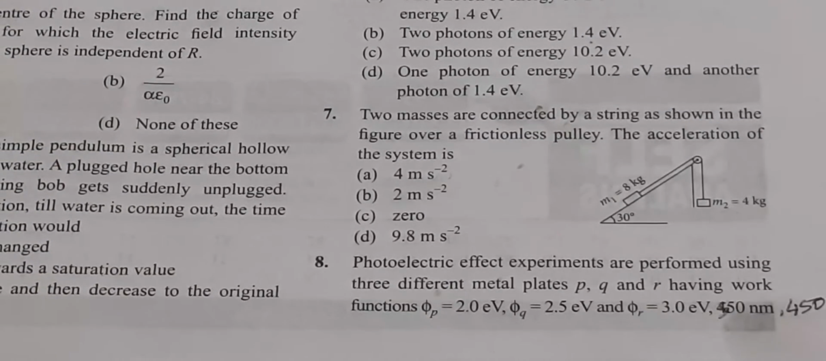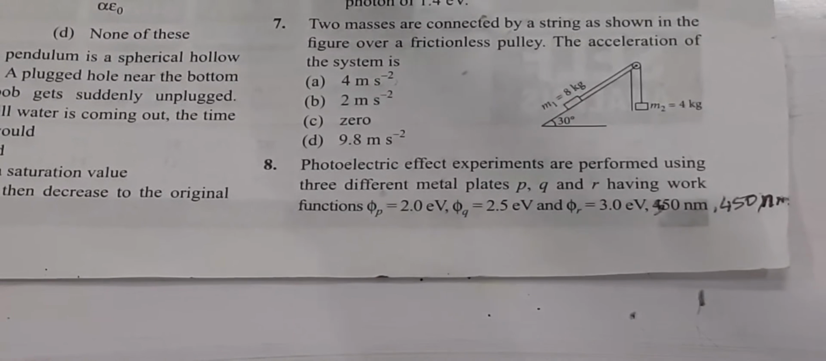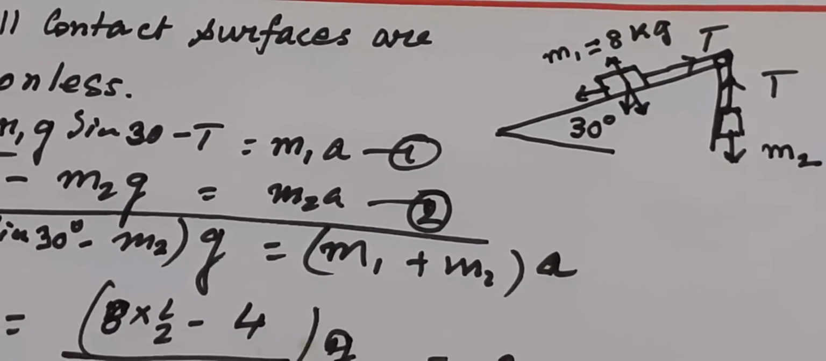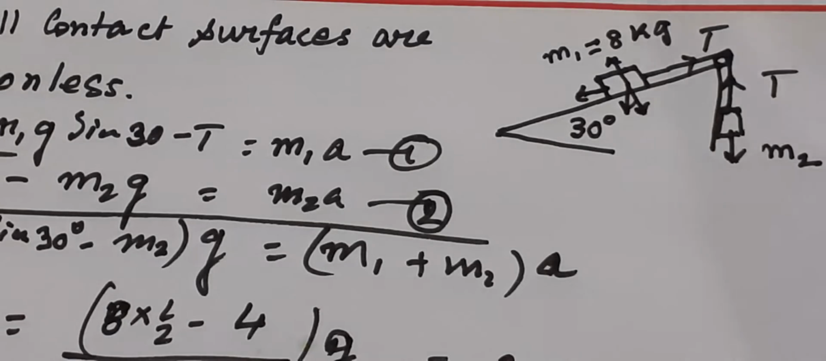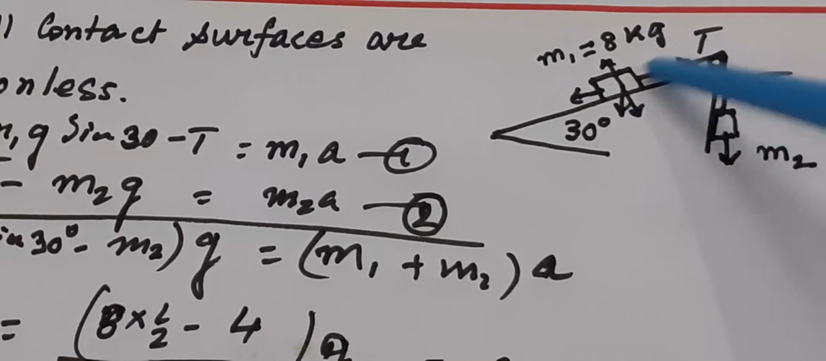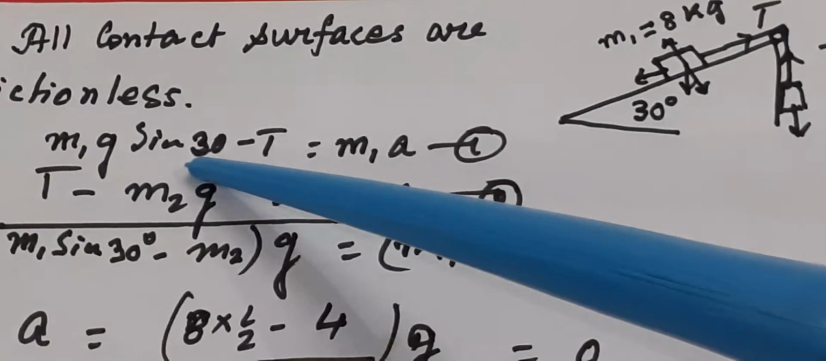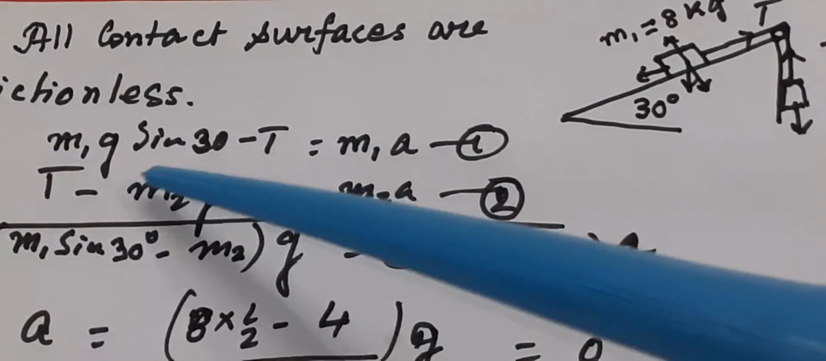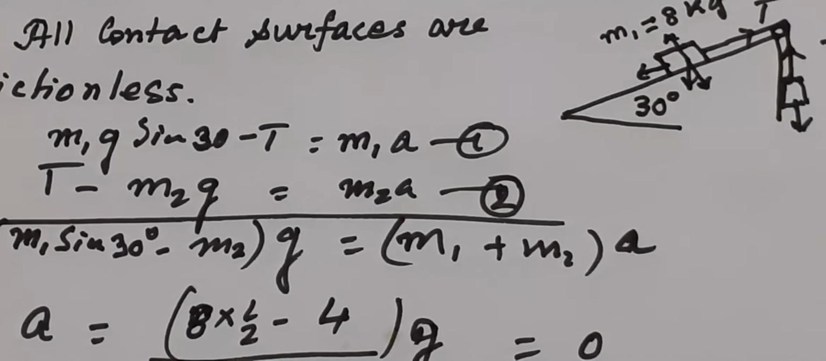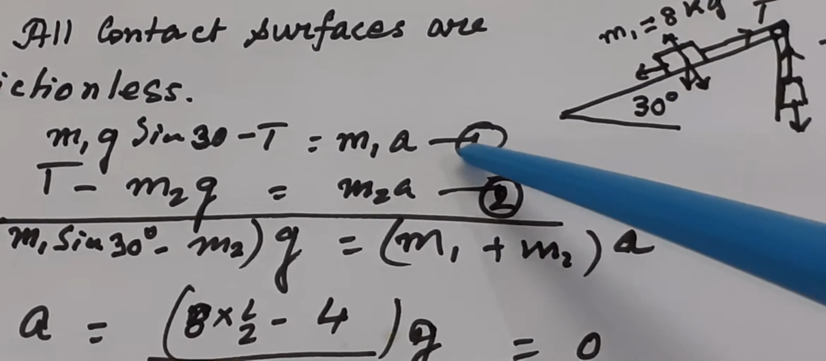Now job number 7. Here two masses are connected by a string as shown in the figure over a frictionless pulley. The acceleration of the system is, we have to draw the free body diagram. After drawing the free body diagram, find out the common acceleration like this. Say it will move in this direction, then m1g sin 30 minus T equals m1a, you can say.